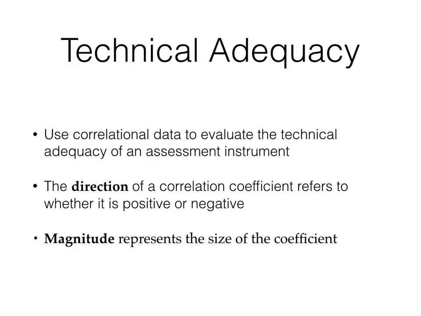So using that correlational data to evaluate the technical adequacy, or again to consider how good or how sound an assessment instrument is, we want to consider both the direction of the correlation coefficient and the magnitude. So the negative or positive lets us know if it's a positive or negative correlation, and the magnitude represents the size of the coefficient. Again, just be aware of these, not something that is specifically tested on the first exam.